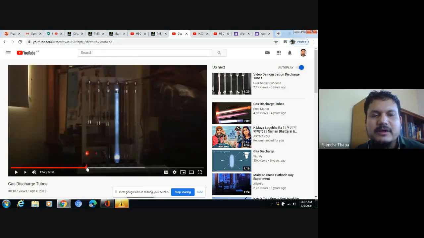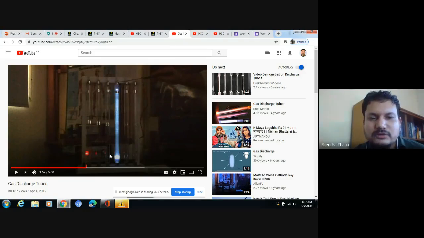Here you can see one set of glow. These are positive columns, and here you can find another glow near the cathode. This is known as cathode glow, and this is known as negative glow. That means now the negative glow has detached from the cathode and has moved here, and another glow has started on the cathode, known as cathode glow. There is a dark region between the negative glow and the cathode glow known as Crookes dark space, and another dark space between the negative glow and the positive column known as Faraday's dark space.